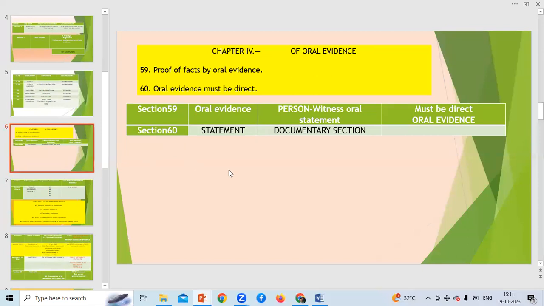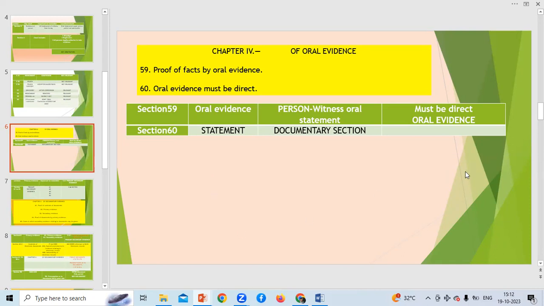Chapter 4 is of oral evidence. Evidence can be given by any person or witness. A person is a witness who gives a statement about any fact in issue. So it must be direct. Hearsay evidence will not be allowed. Section 59 is proof of facts by oral evidence. The title is proof of facts by oral evidence.